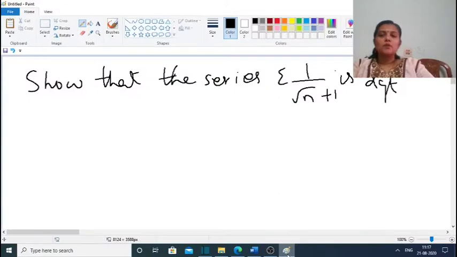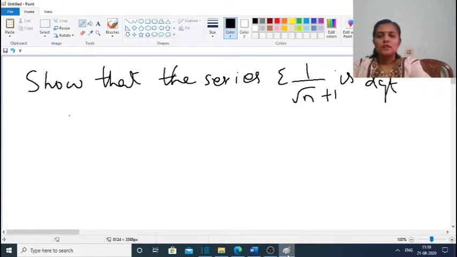So we have to find the ratio of an by bn. If the limit as n tends to infinity of an by bn is equal to L, and L is a positive number, then if sigma an converges, sigma bn also converges. If sigma an diverges, sigma bn also diverges. That's the theorem. The first problem is: show that the series sigma 1 by root n plus 1 is divergent.